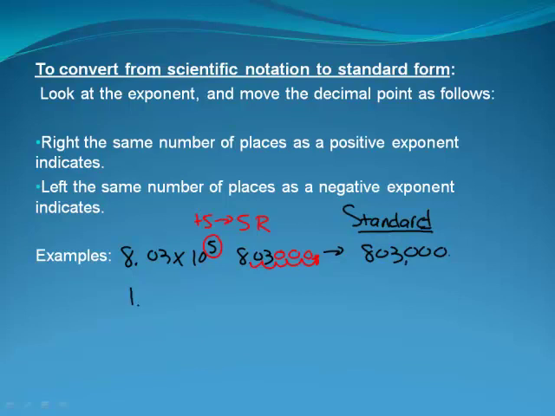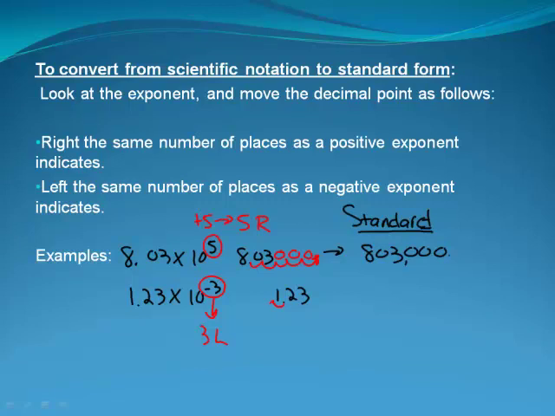All right, let's look at this number. 1.23 times 10 to the negative third. To convert to standard form, you're going to take the number as written. We've got 1.23. We're going to look at the exponent. Okay, negative 3 means 3 to the left. So take that decimal point, move it 3 to the left.